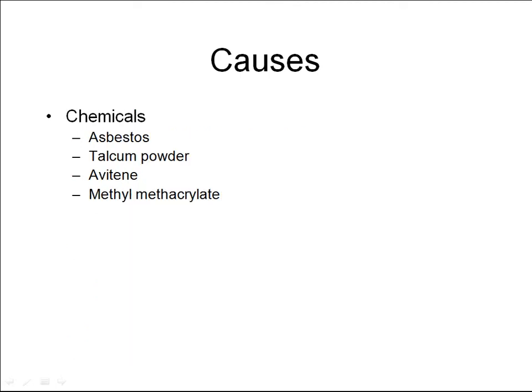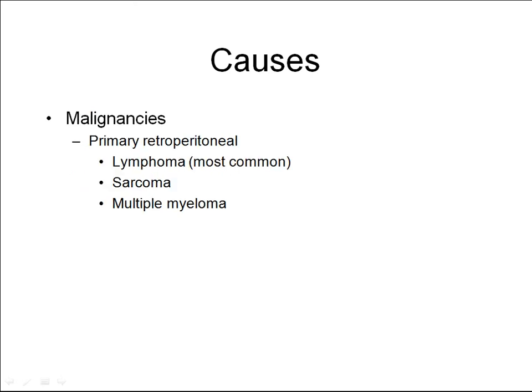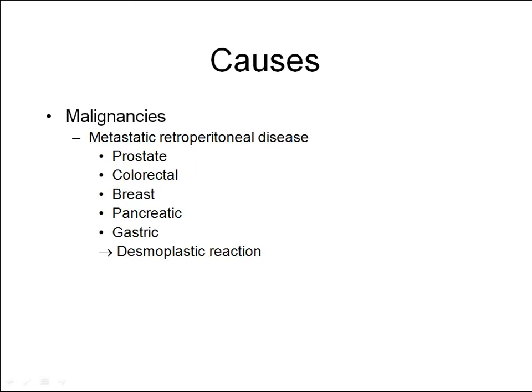So chemical causes for RPF include asbestosis, talcum powder, and methyl methacrylate. Malignant causes. You can have primary retroperitoneal malignancies implicated in RPF. These include lymphoma, which is the most common, sarcoma, and multiple myeloma. Alternatively, you can have metastatic retroperitoneal disease from the prostate, colorectal cancer, breast, pancreatic, and gastric cancer, which incites a desmoplastic reaction and RPF.